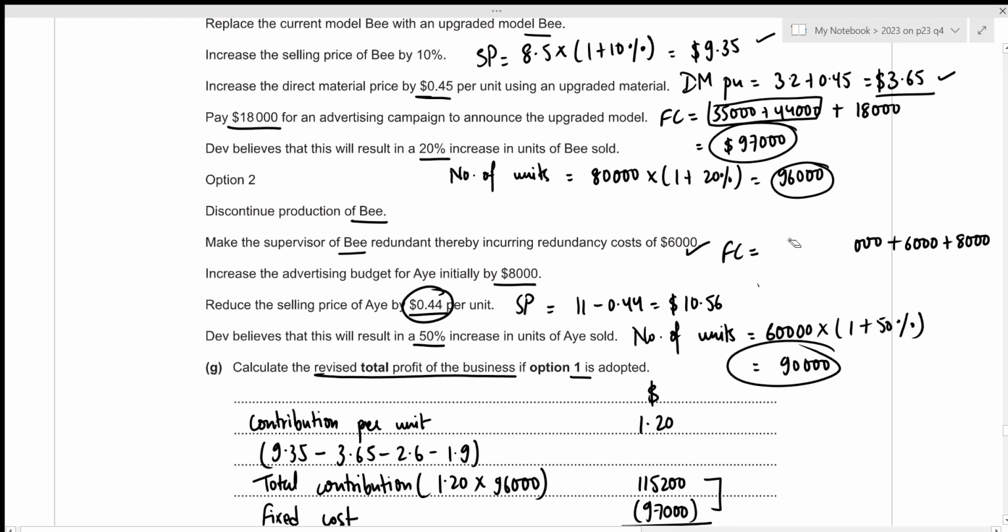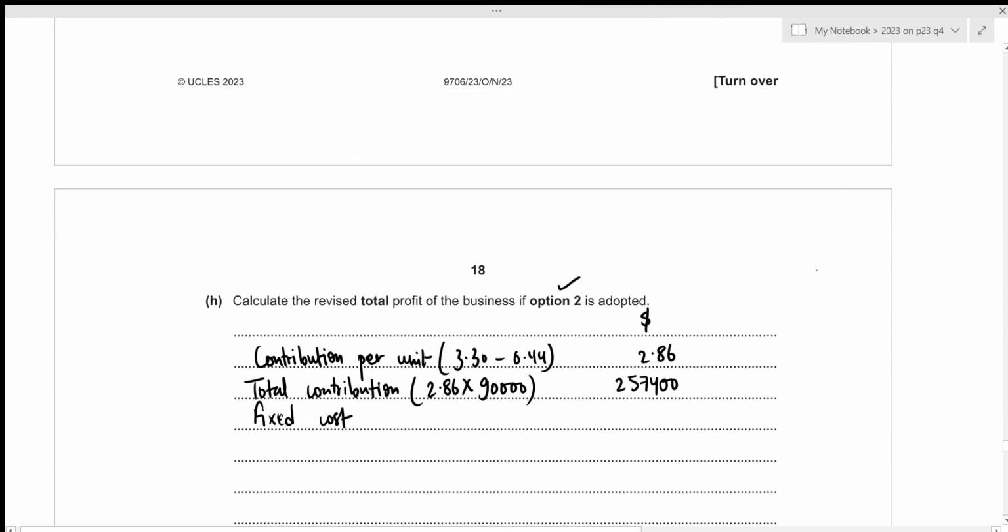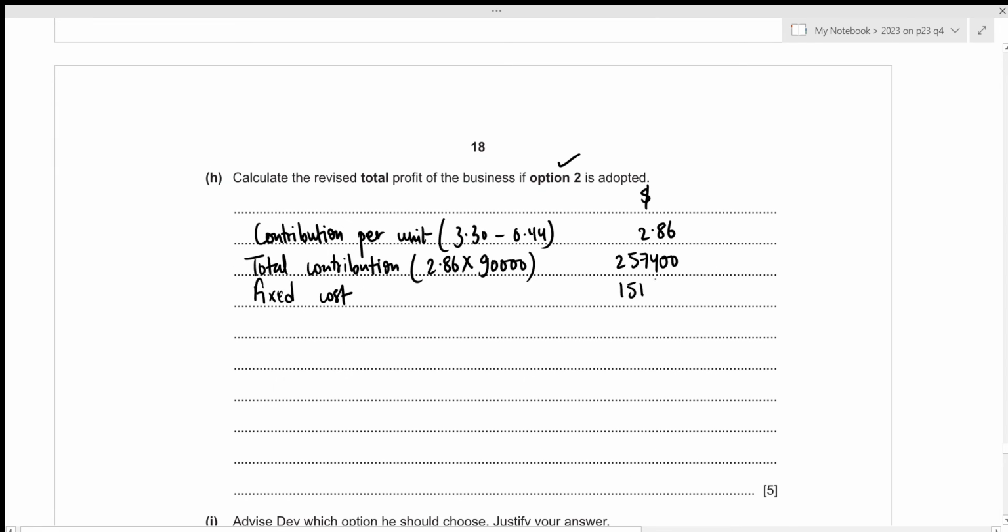Okay, so initially there will be 60,000 plus 33,000 plus 44,000. Then we have to add our redundancy cost and the advertising expenses. This will give the correct fixed cost to be 151,000. Let's write it down. And since we are now discontinuing product B, this will be our total profit. That's 257,400 minus 151,000, which results in 106,400. We can now move towards the next part.